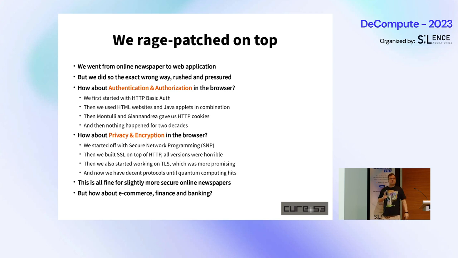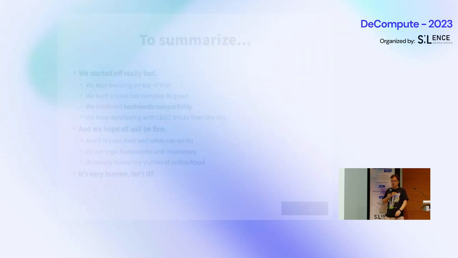And well, this was probably fine for most of the applications out there, like privacy for newspapers and websites. But how about e-commerce and finance and banking? Was it good enough for that as well? Were those patched-together technologies fine enough for those highly critical applications? Well, not really, but we're going to talk about that in a second.